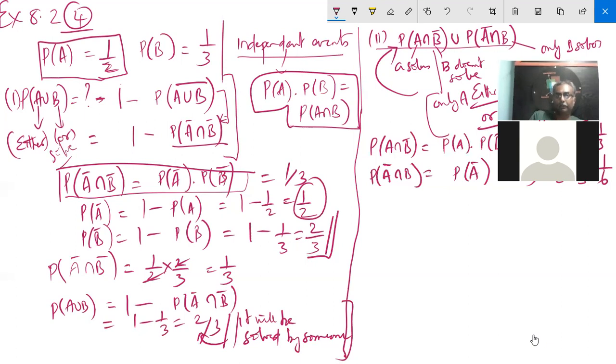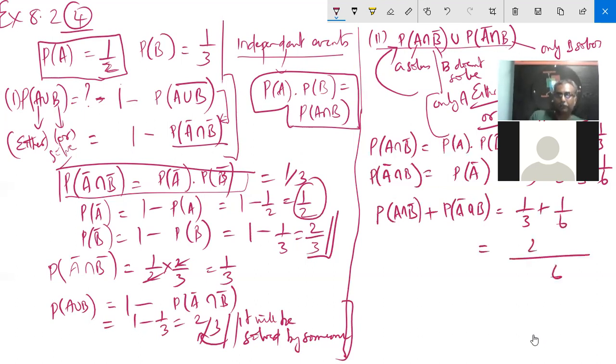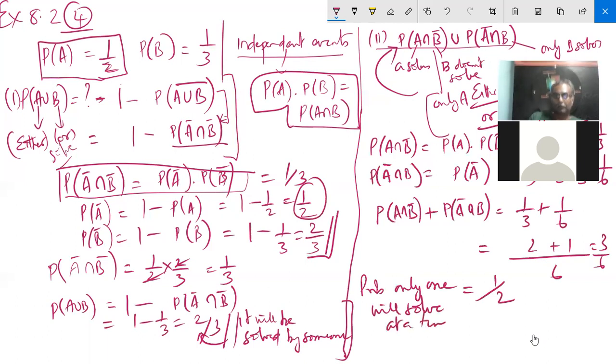Now you have to find the union. Union here is only plussing. P of A intersection B dash plus P of A dash intersection B is equal to 1/3 plus 1/6, which is divided by 6, 2 plus 1, equal to 3/6. You simplify, you will get half. So the probability that only one of them will solve the problem at a time is equal to half. These are the two things that are given.